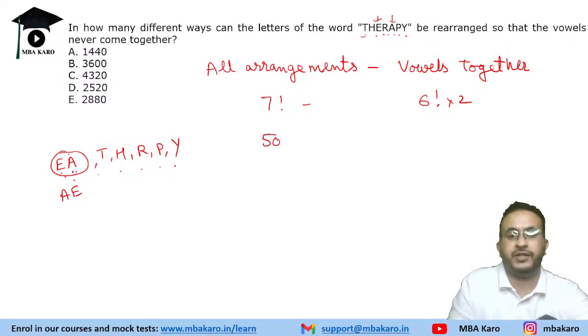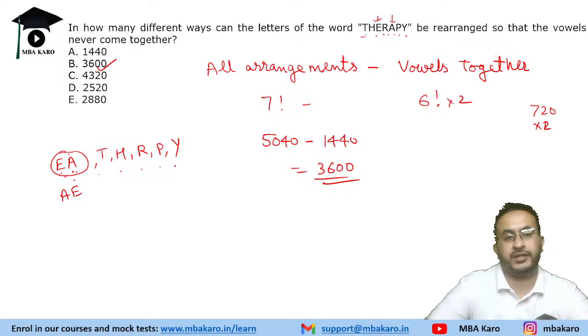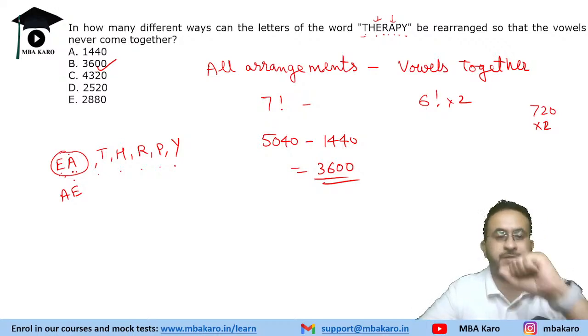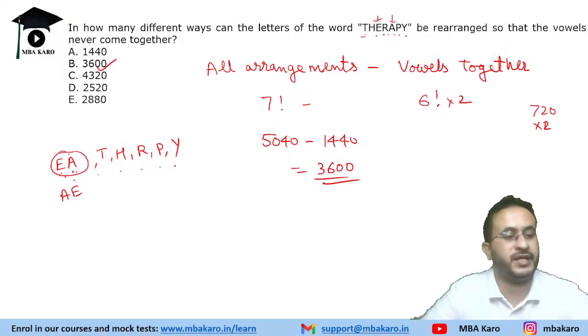So 7 factorial is 5040. Now 6 factorial is 720 into 2 will be 1440. So you'll get 3600 ways in which they are never together. Okay, so expect questions from permutation, combination and probability also. So good chances that you can get questions from these.